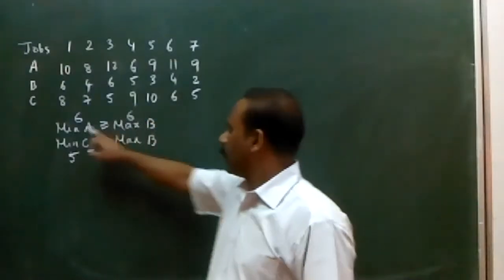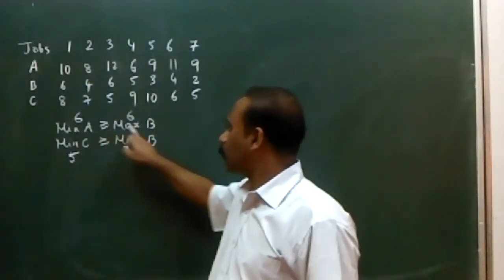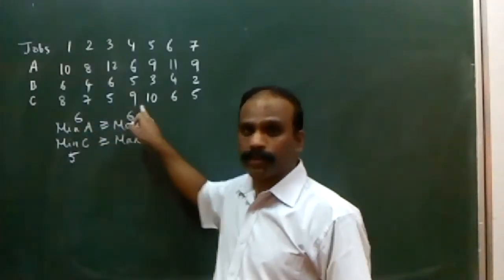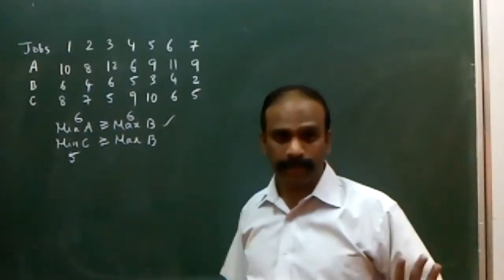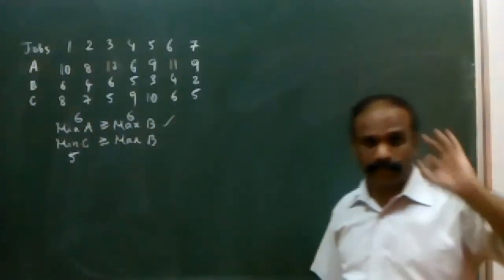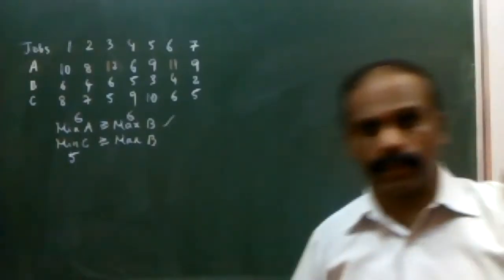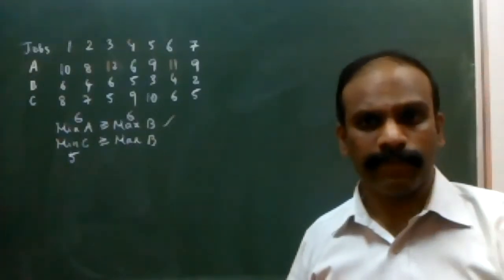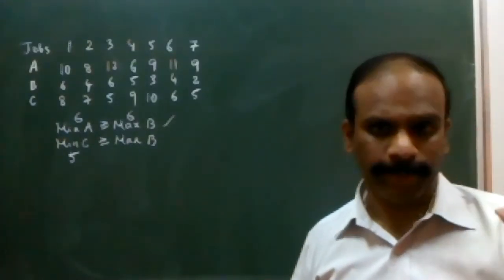Satisfied, sir. Yes, satisfied, because in the very first step you can see that the minimum of A is equal to the maximum of B, because 6 is equal to 6, therefore the condition is satisfied. Even if one condition is satisfied, it's good to go. We can go ahead.